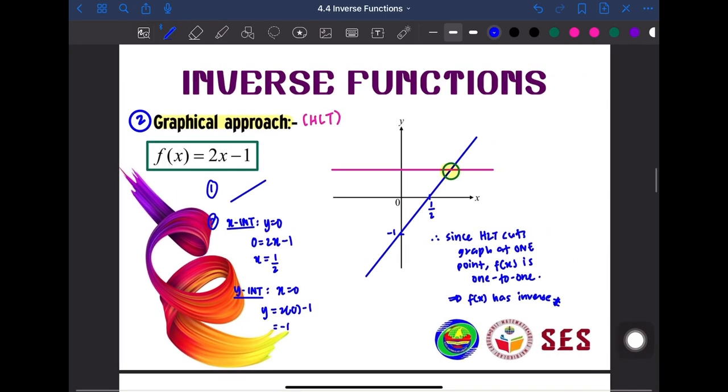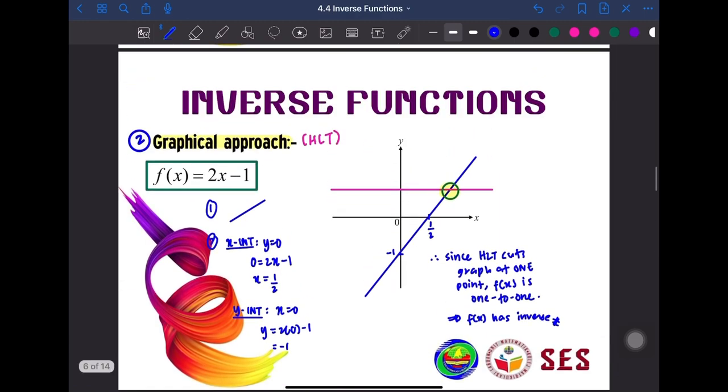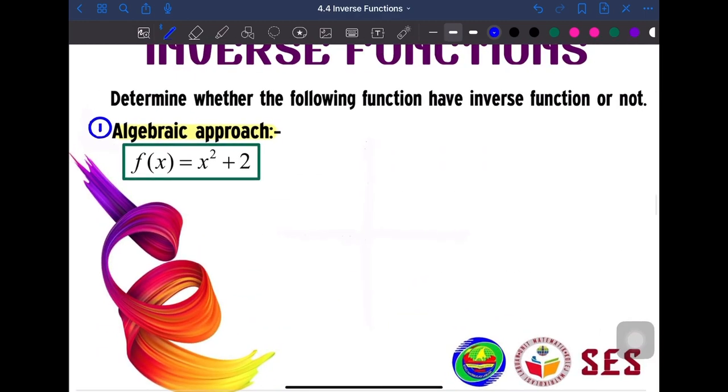Okay, dah siap. Okay, so kita try lagi satu method pula. Lagi satu method pula, lagi satu soalan. Okay, so kita sama juga. Dia suruh kita check whether function kita ada inverse ataupun tidak. So, kita ada soalan baru. So, kita nak pakai dua-dua. Saya nak tunjuk dua-dua. So, you can choose which one awak prefer. Boleh pakai algebraic, boleh pakai graphical.